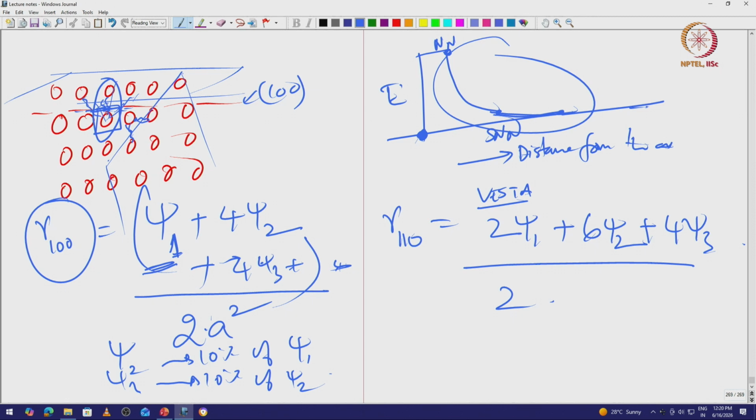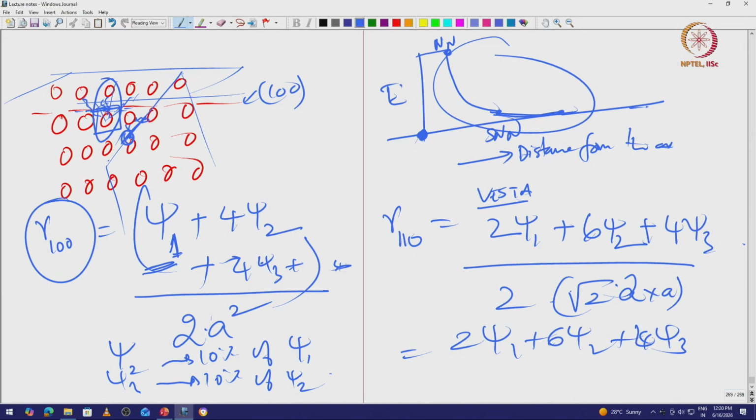So along this direction this atom has a square root 2a, right, and along the other direction, the out of plane or in plane, that has an a, the area of that is a, right. So, square root 2a square. So essentially it is 2 psi 1 plus 6 psi 2 plus 4 psi 3 divided by 2 root 2 a square. Okay. So, that is the gamma 110.